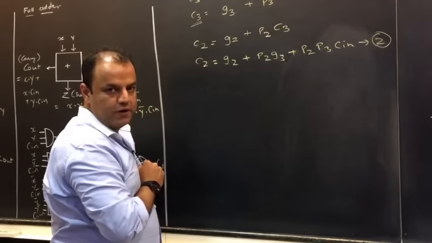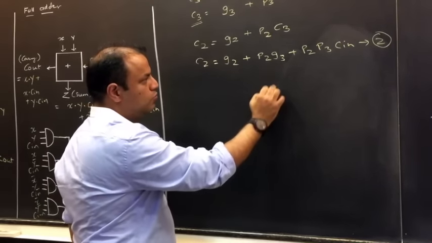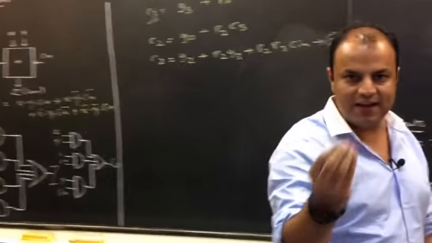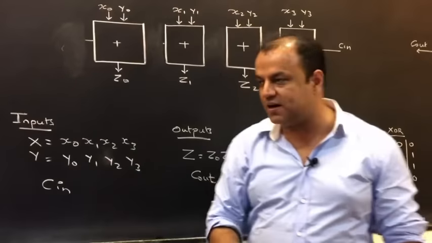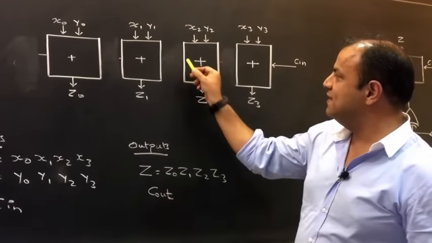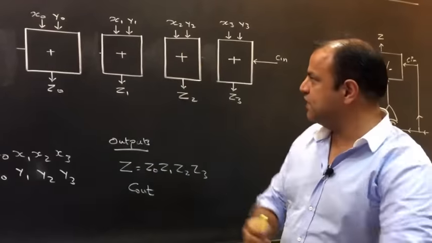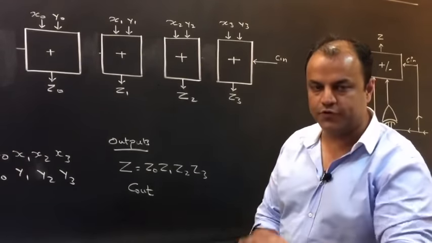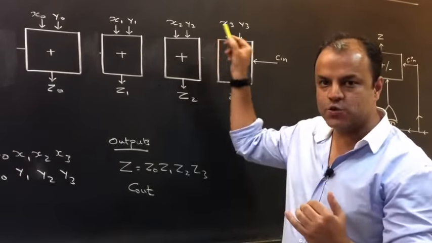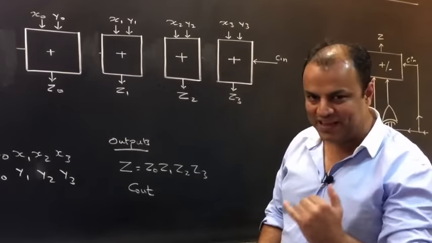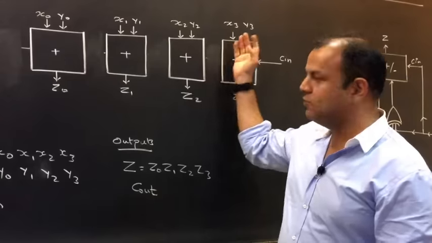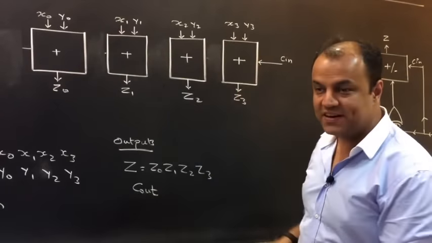What are we using to produce C2? G2, P2, G3, P3, C in. Don't get bogged down. It's very easy. School children will understand this. We are producing C2 using G's and P's. What are G's? X, Y AND gate. What are P's? X, Y OR gate. All the X's are input, all the Y's are input, AND gate and OR gate are present inside.